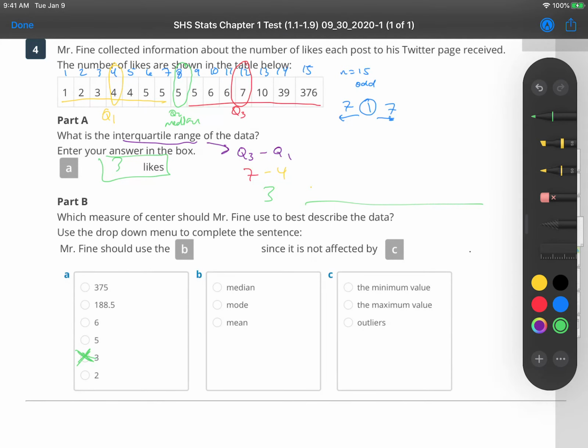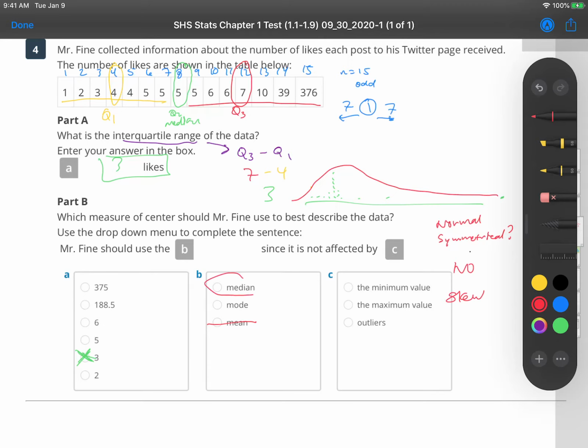Okay, if you made a dot plot, 1, 2, 3, 4, 4, 5, 5, 5, 5, 5, 6, 6, 7, 10, 39, and 376, I have data that looks like this. So the question is, is it normal or symmetrical? And the answer is no. So that means it's skewed, and if it's skewed, then I don't want to use the mean.